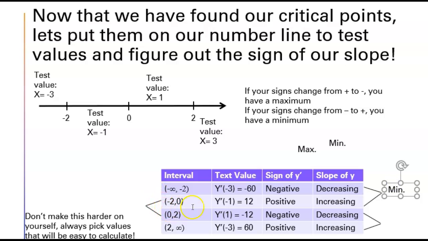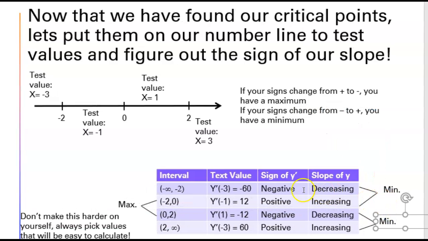Over here, we have increasing to decreasing, which would be a maximum. And then lastly, we have a decreasing to increasing once again, so that would be a minimum. So as you can see, the derivatives being negative or positive means that the slope of my function is either decreasing or increasing, and this is why the first derivative test works.